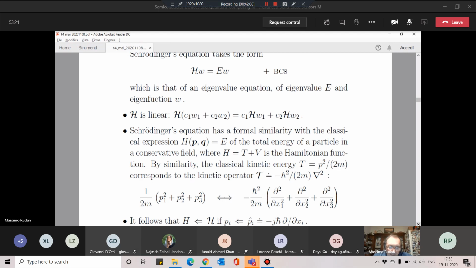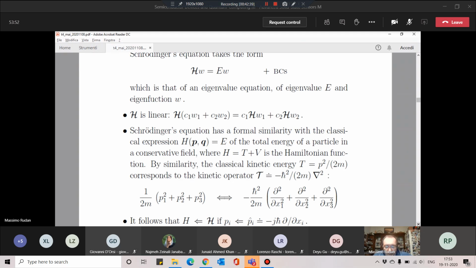Q is a more general symbol for the space coordinates. Q is like R. Then the Hamiltonian function is a function of P and Q, or if you wish, of P and R. But being the sum of kinetic plus potential energy, the classical Hamiltonian is also a constant of motion. So H is equal to a constant that we call E.